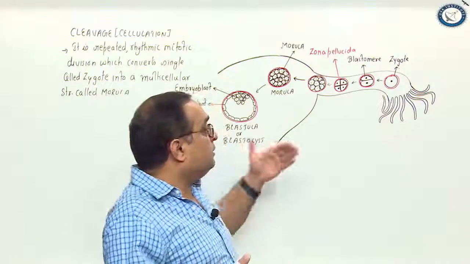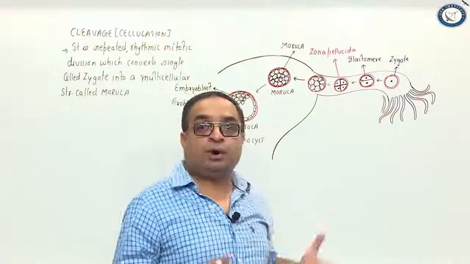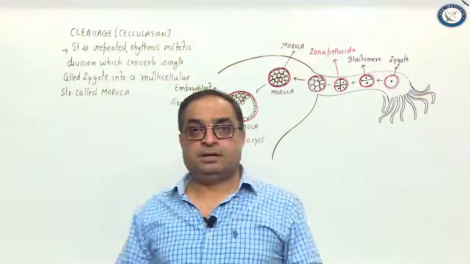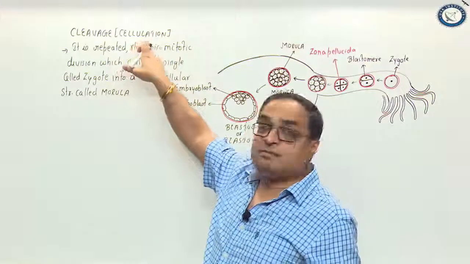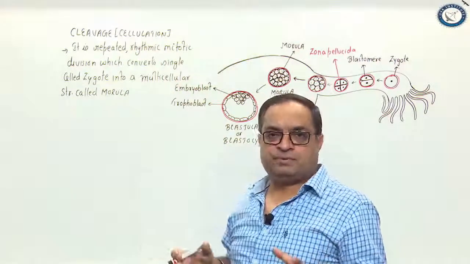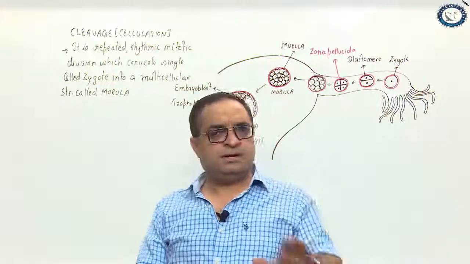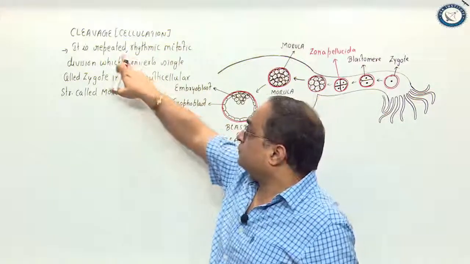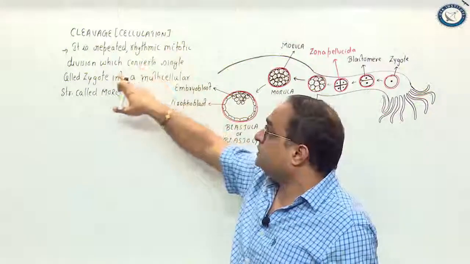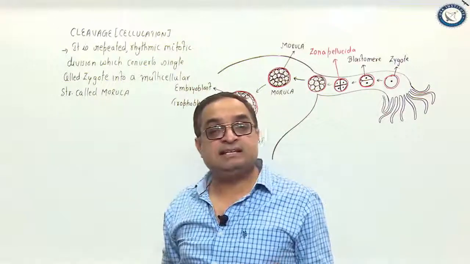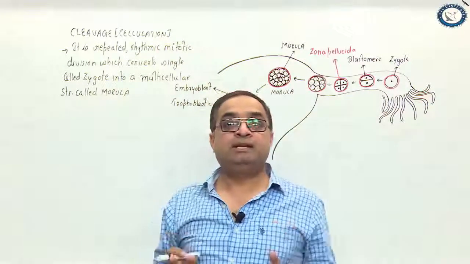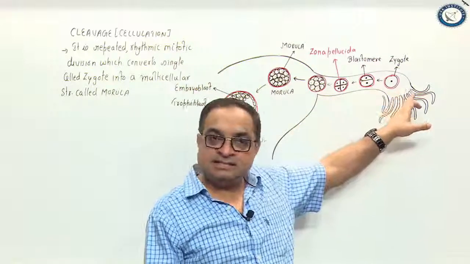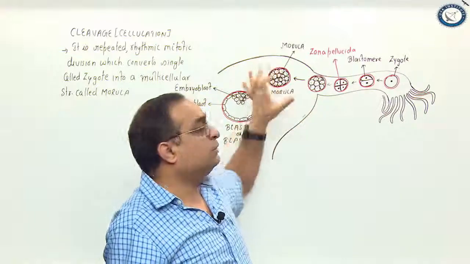This zygote will undergo cleavage divisions to form a solid mulberry-like structure called morula. That is what cleavage is, those mitotic divisions. Cleavage is nearly similar to mitosis, but there are certain differences which we will discuss. So, what is cleavage? It is repeated rhythmic mitotic division which converts a single-celled zygote into a multicellular structure called morula. So, zygote is a single cell and morula is a multicellular structure.